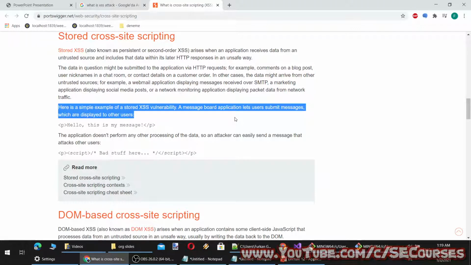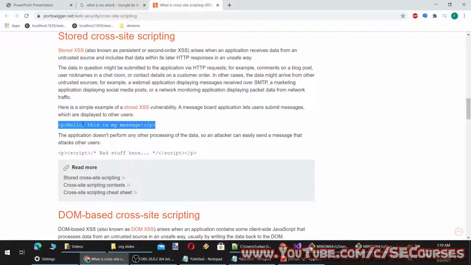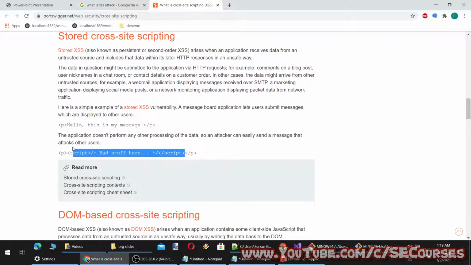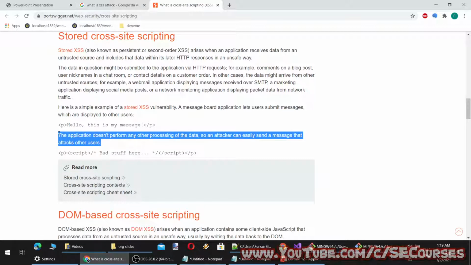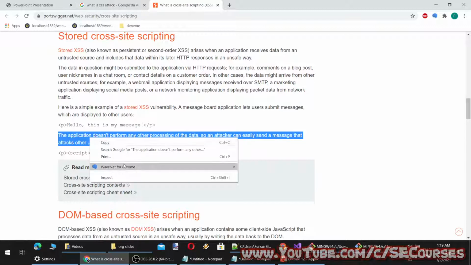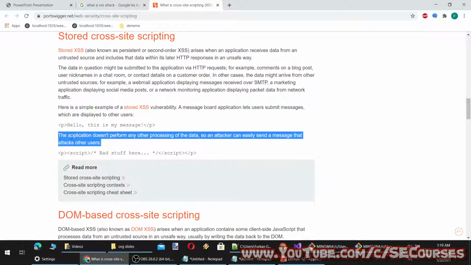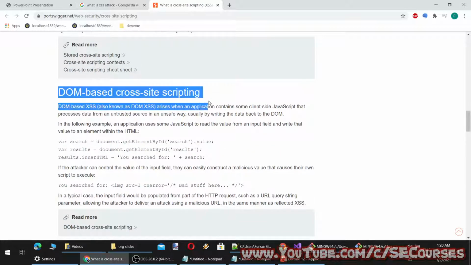A message board application lets users submit messages, which are displayed to other users. Here the example is that you are simply displaying the message inside p tags without any other processing. If that is the case, then the malicious user can post a message with a script and it would be displayed to every user who visits that page. The application doesn't perform any other processing of the data, so an attacker can easily send a message that attacks other users.